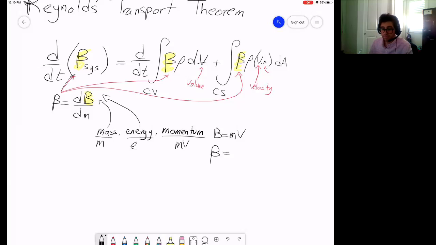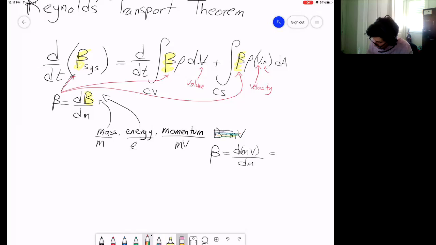You guys know MVDM? So it's going to be d(mv) over dm, right? And what is that? The change in momentum of the system. Yes, but what is beta? Beta is going to equal something. So you see right here, this B.